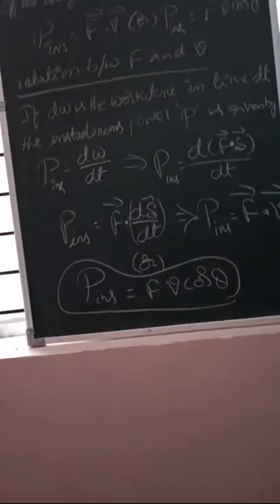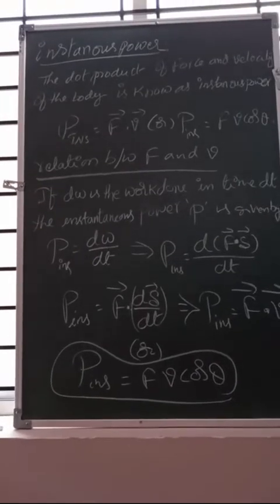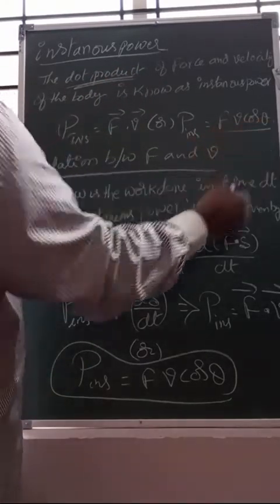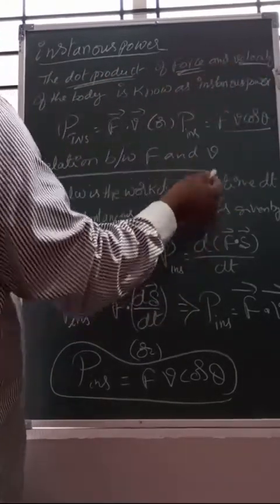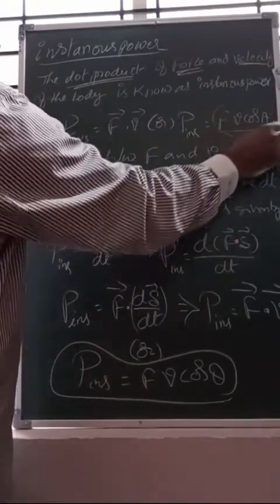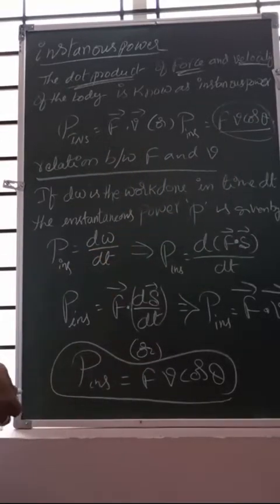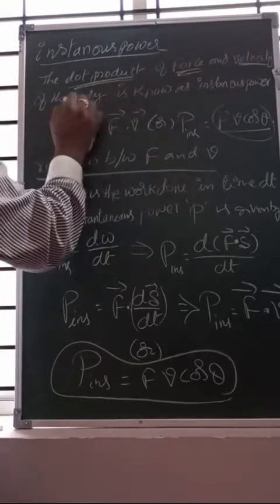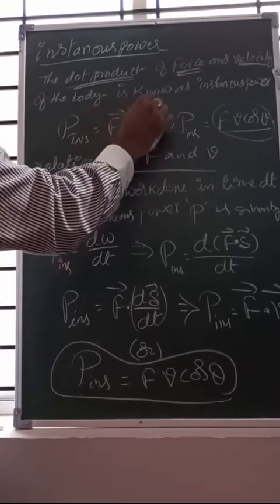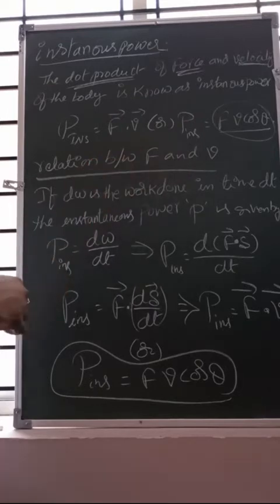Next one, instantaneous power. What is instantaneous power? The dot product of force and velocity of the body is known as instantaneous power. Here also there is a dot. Dot product means we will write cos theta. So F v cos theta. Force means F, velocity means V, cos theta. Try to derive this one. The dot product of force and velocity of the body is known as instantaneous power. So F bar dot V bar, or the relation between F and V.